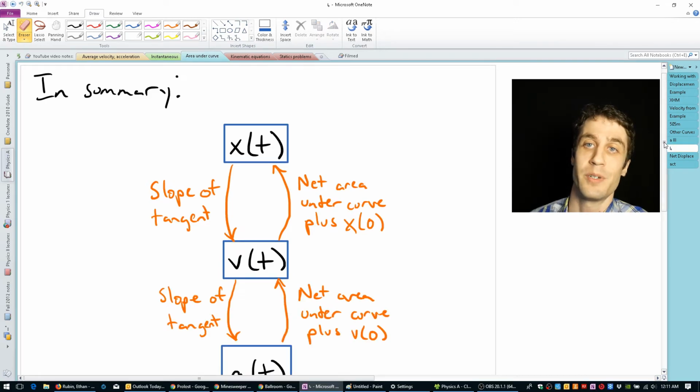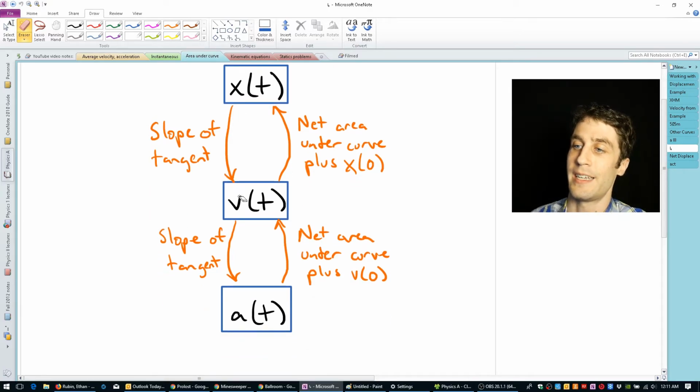In summary, putting all of this information together, if you start with a graph of displacement versus time, what you can do to find velocity versus time is take the slope of the tangent of that graph. And if you have a graph of velocity versus time and you want the acceleration versus time, again, you take the slope of the tangent to that graph. That gives you acceleration versus time.